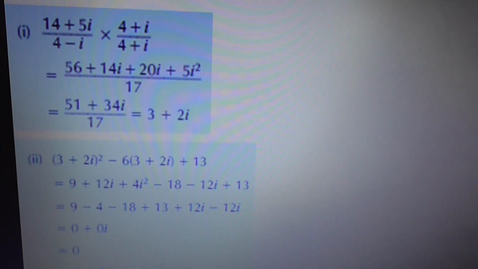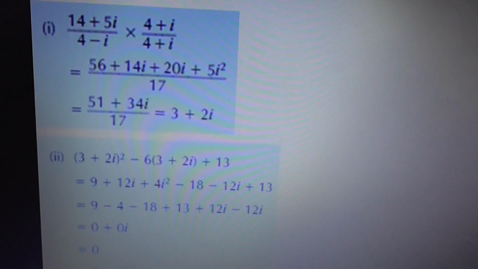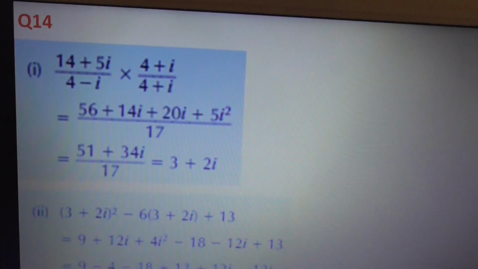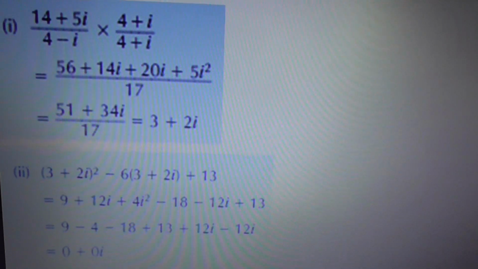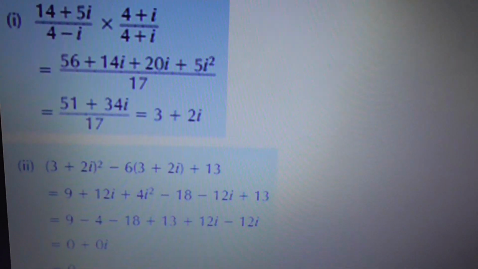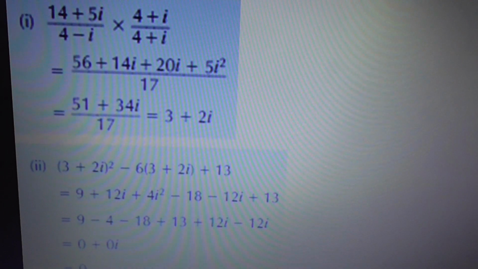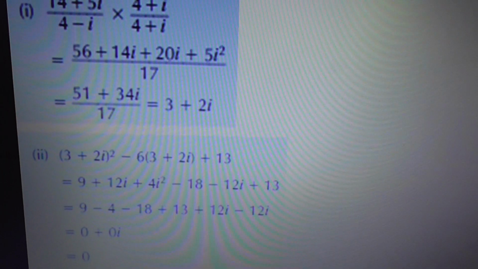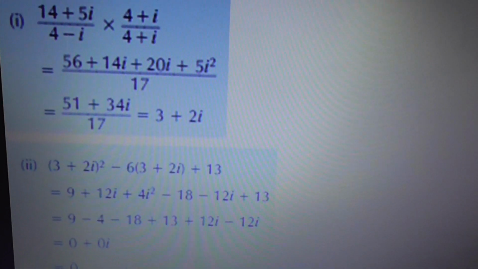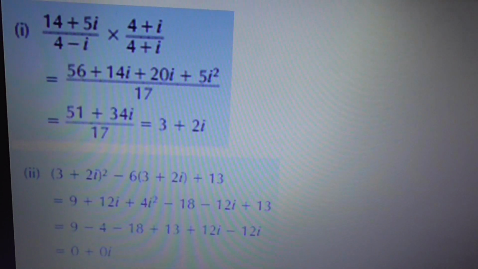Part 3. Find the other root of that quadratic. Well, the fact that I know 3 plus 2i is a root, based on the conjugate root theorem, all the coefficients in that quadratic were real numbers. It was z squared minus 6z plus 13. So the coefficient of z squared was 1 and the coefficient of z was minus 6. They're both real numbers. So therefore I can state that if 3 plus 2i is a root, then 3 minus 2i is also a root.